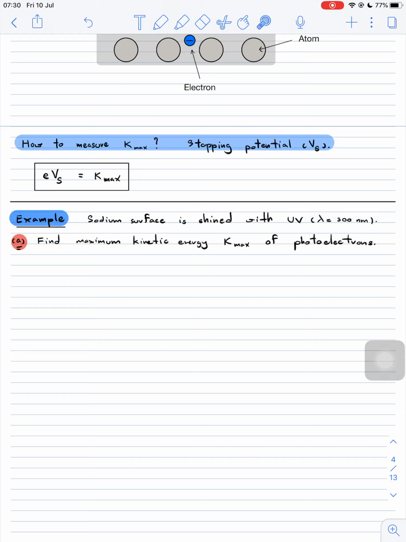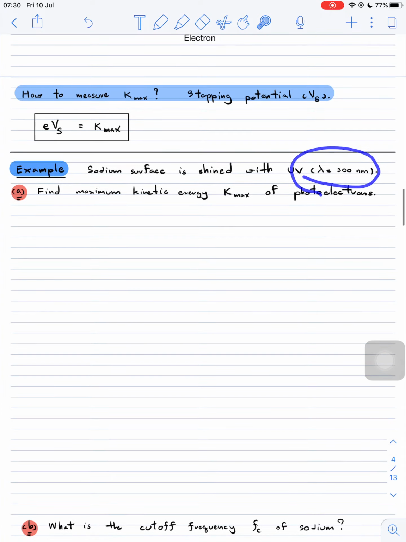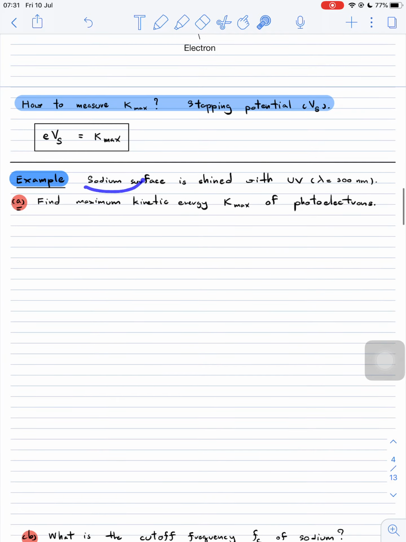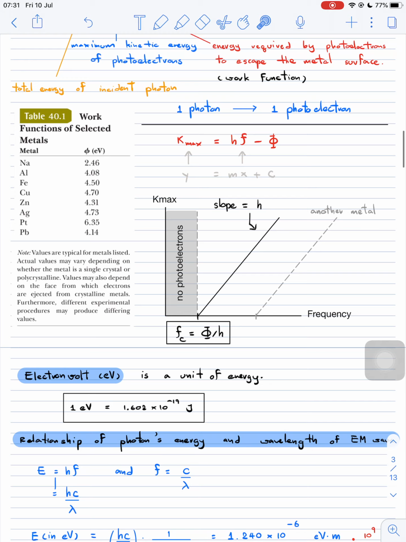Example: a sodium surface is illuminated with UV light with a wavelength equal to 300 nanometers. For part A, find the maximum kinetic energy of the photoelectrons. So we just want to find the Kmax. We know that the wavelength equals 300 nanometers, and we know that the metal is sodium. So for sodium, the work function equals 2.46 electron volts.